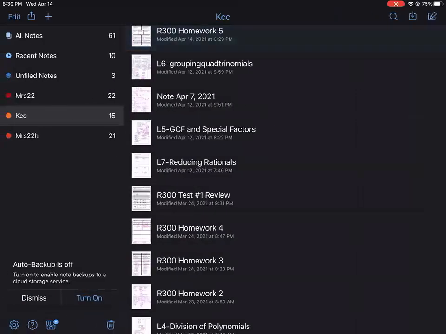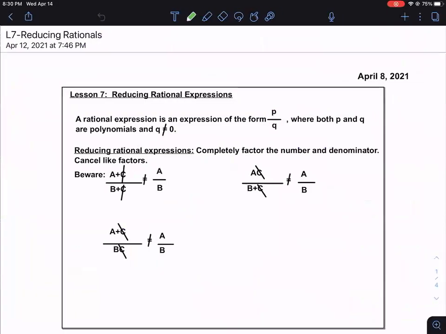So again, I'll post that for you. Here is lesson 7, and it is called reducing rationals. A rational expression is an expression in which we have basically a fraction, and we're going to have a polynomial in the fraction. I wrote there that Q cannot equal 0.